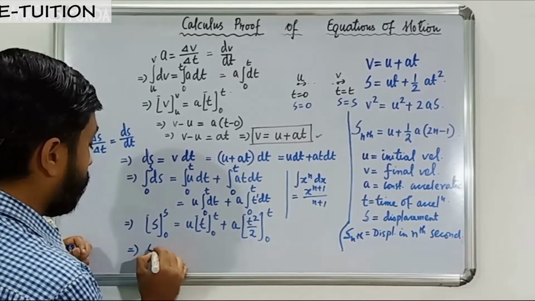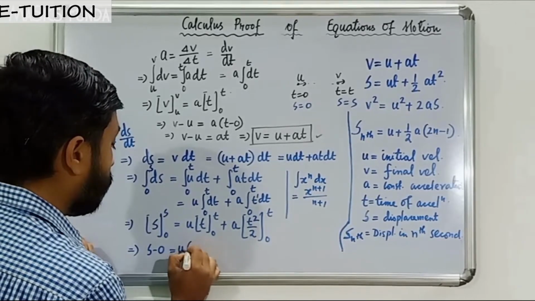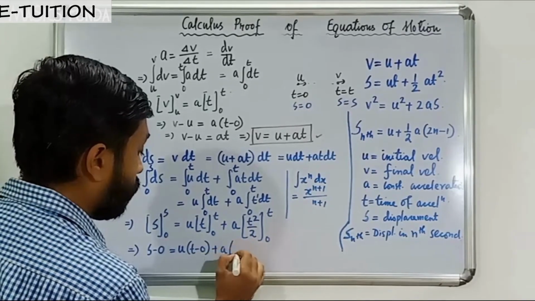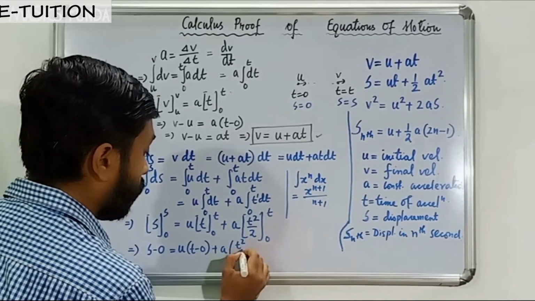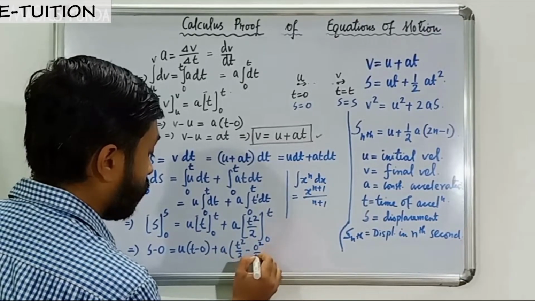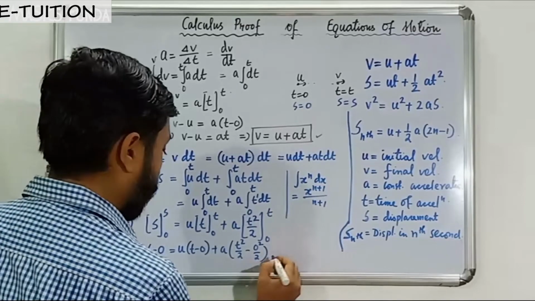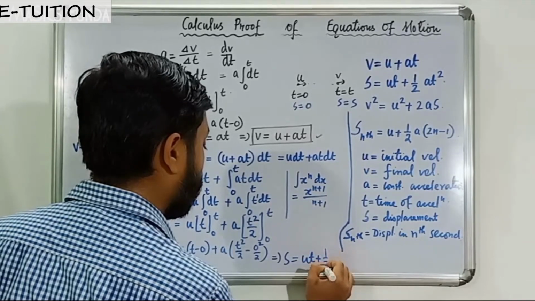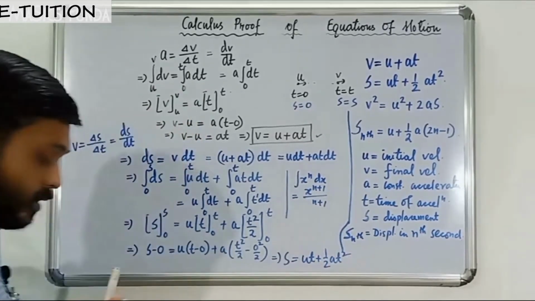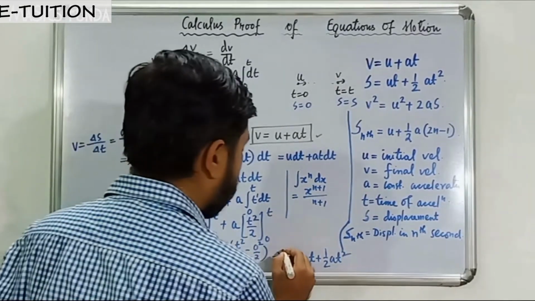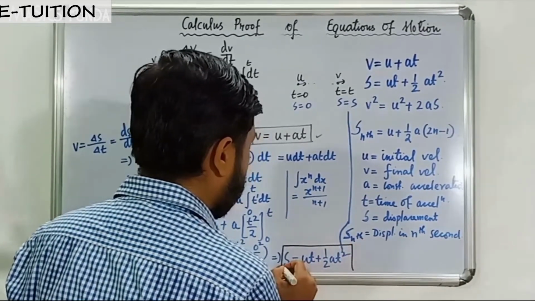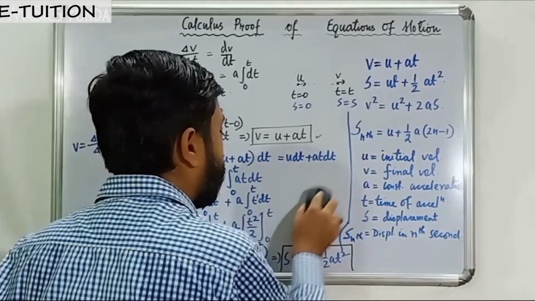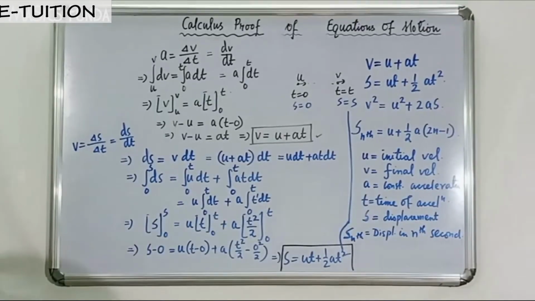So here s minus 0 equal to ut minus 0 plus a into t square by 2 minus 0 square by 2. So finally you are getting the result s equal to ut plus half at square, isn't it? And that is your second equation of motion.